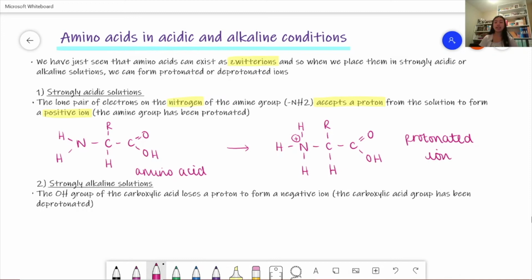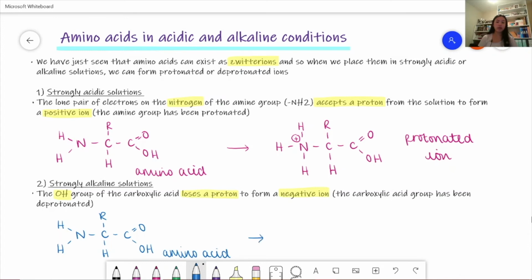However, when we put amino acids in strongly alkaline solutions, the OH group of the carboxylic acid loses a proton to form a negative ion, and we say that the carboxylic acid group has been deprotonated. So again, we have the original amino acid. So we have NH2, and then the carbon, the R group, and the hydrogen. And then we have the carboxylic acid group. So again, this is our amino acid.